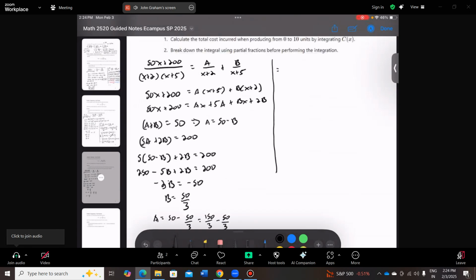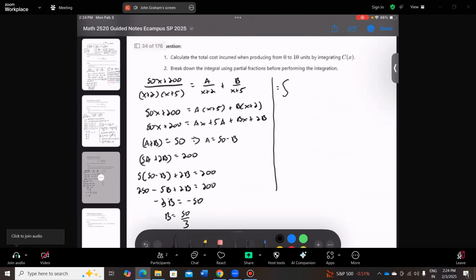So integral of a is 100 over 3 x plus 2. B is 50 over 3 x plus 5. If you write these backwards, like if you have a over x plus 5 and b over x plus 2, your a's and b's values will switch. Don't let that confuse you. But it really won't matter. You just gotta keep it consistent.